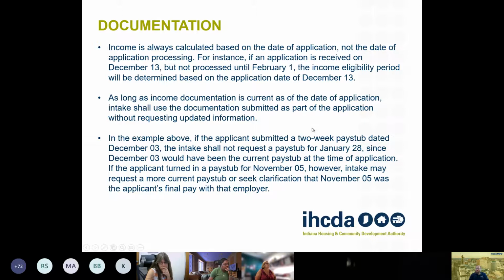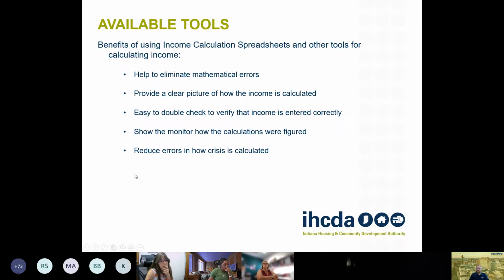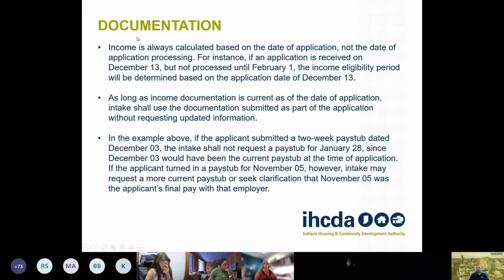And in the example above, this December 13th application date that was processed on February 1st, if the applicant submitted a 2-week pay stub dated December 3rd, the intake shall not request a pay stub for January 28th, since December 3rd would have been the current pay stub as of the time of application. However, if the applicant turned in a pay stub for November 5th, intake may request a more current pay stub or seek clarification that November 5th was the applicant's final pay with that employer.